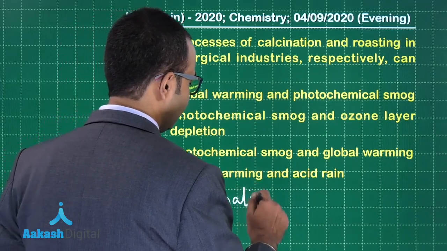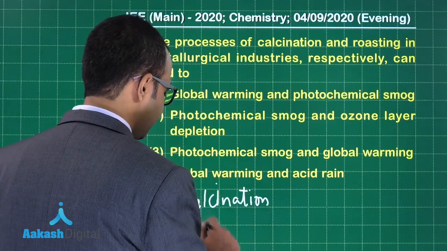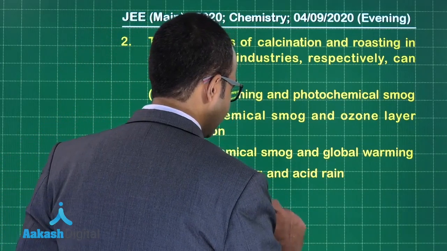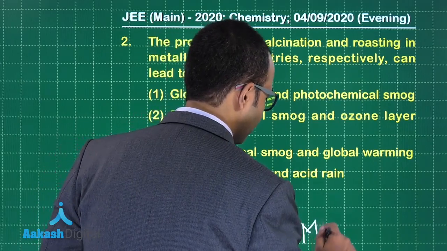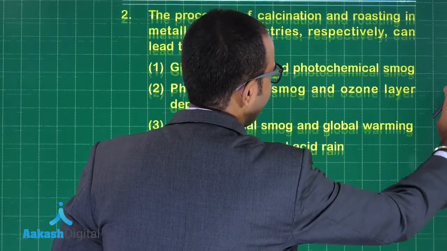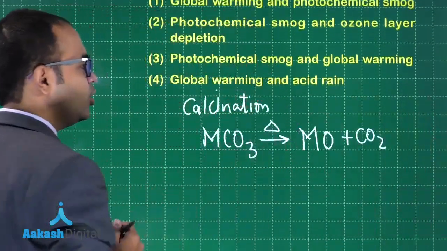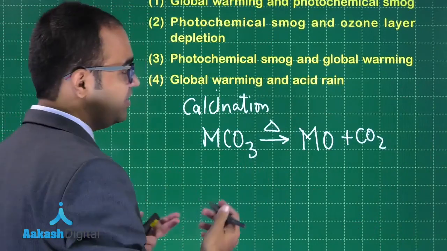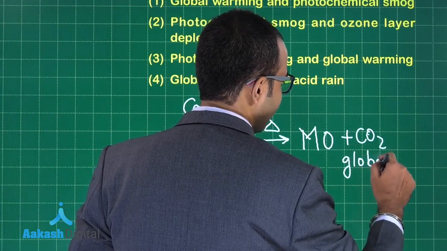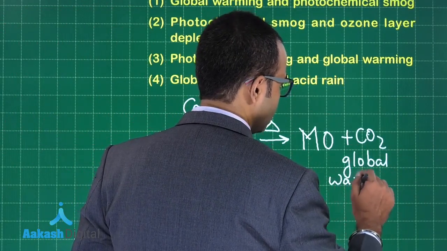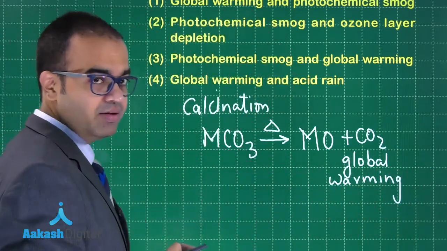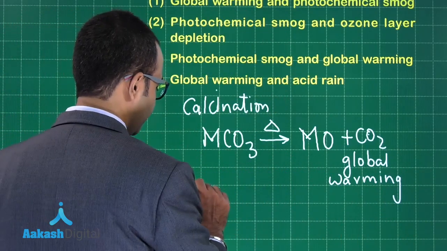In calcination, we take a metal carbonate and we heat it. As we heat it in absence of air, we will get a metal oxide and CO2. Now CO2, as we know, is a greenhouse gas. So this gas is responsible for global warming. So first it should be global warming, and then the second one, that is roasting.